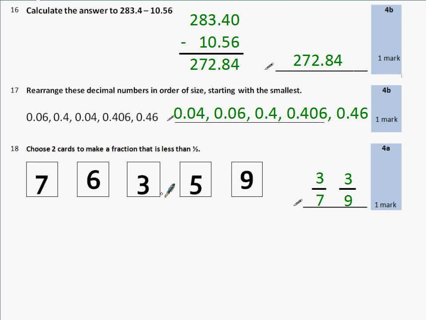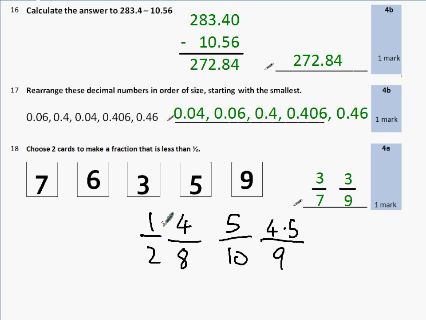We've got to use 2 of these cards in question 18 to make a fraction that is less than a half. So let's have a look at some fractions that do equal a half. 4 over 8, 5 over 10, even, although this isn't really an acceptable one, 4.5 over 9. What do you notice? You notice that all the fractions that are equivalent to a half have a numerator that is half of the denominator.